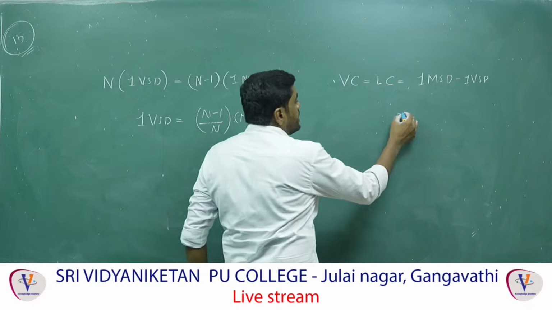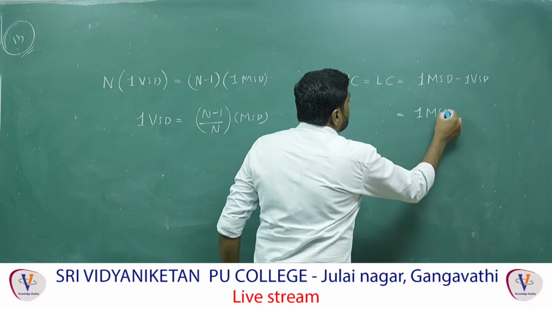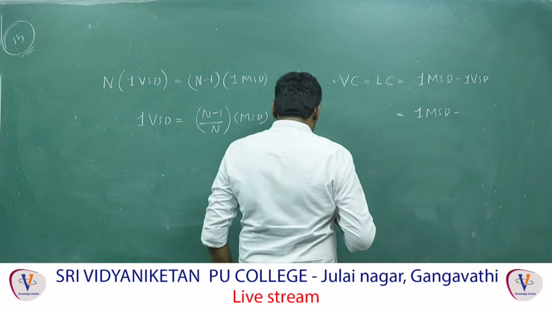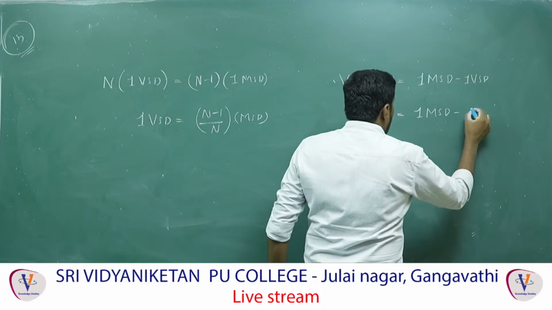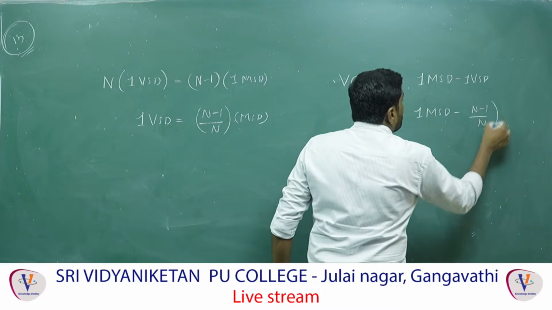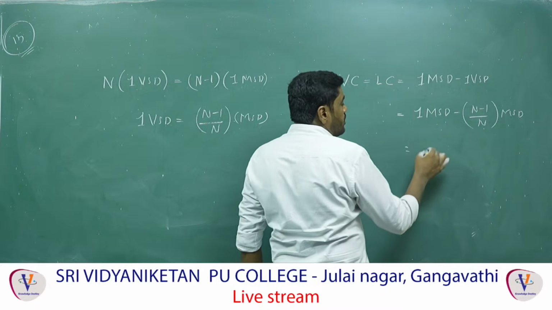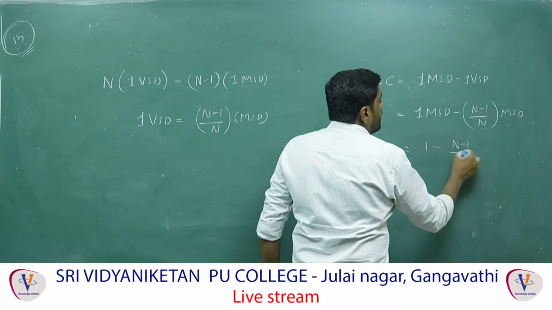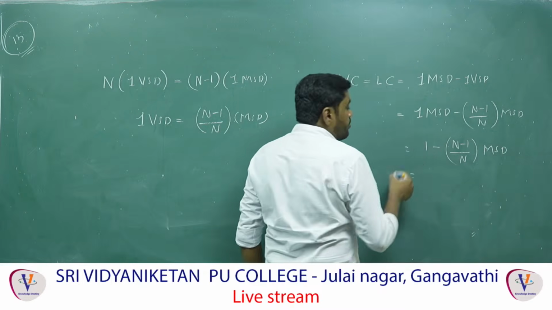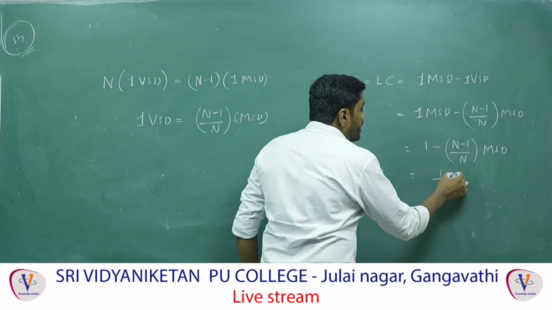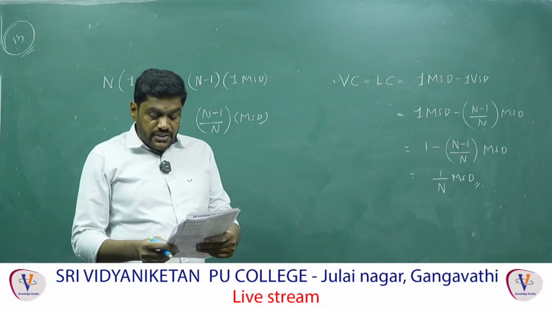The least count is equal to 1 MSD; you substitute as it is, only 1 MSD I have taken. 1 VSD is equal to (n minus 1) by n into MSD. Therefore, if you take the common factor, that is 1 minus (n minus 1) by n, so MSD. Therefore, n minus n means 1 by n MSD. Correct? 1 by n MSD is the answer.